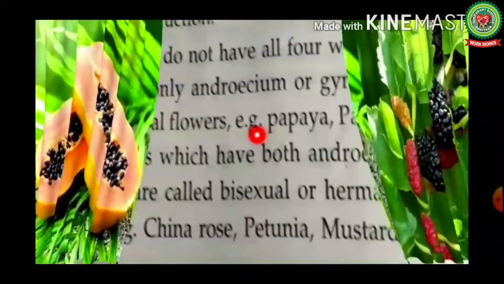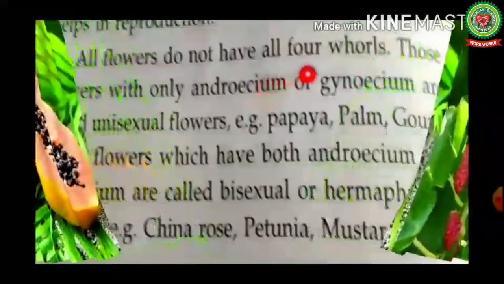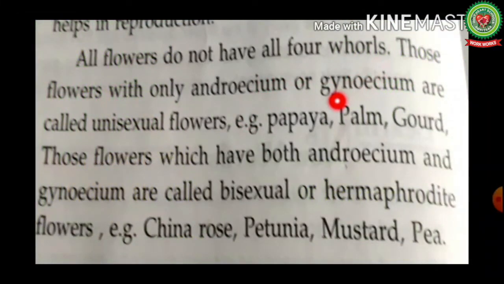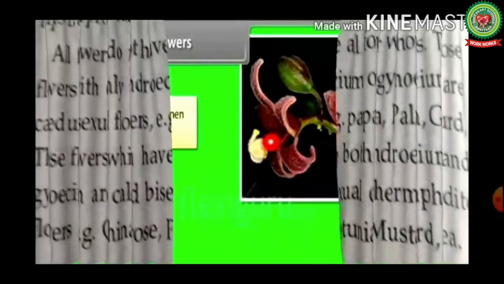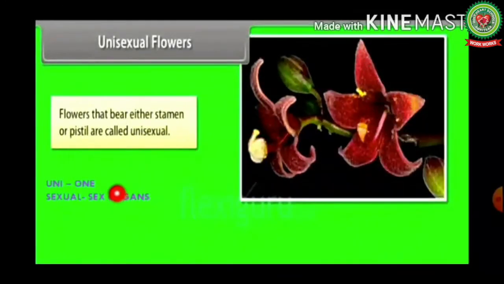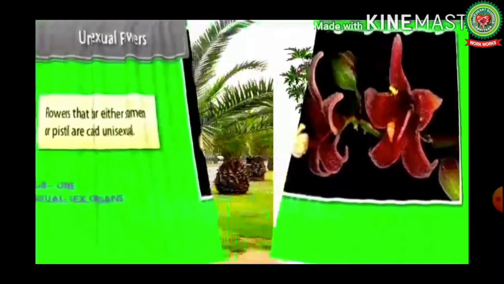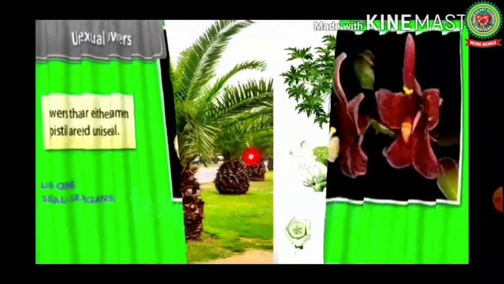Students, all flowers do not have all four whorls. On the basis of absence and presence of reproductive organs, flower can be classified into two types, unisexual flower and bisexual flower. First is unisexual flower. Uni means one, sexual means sex organs. Unisexual flower is a flower that bears either stamen or pistil. An example of unisexual flower is papaya.